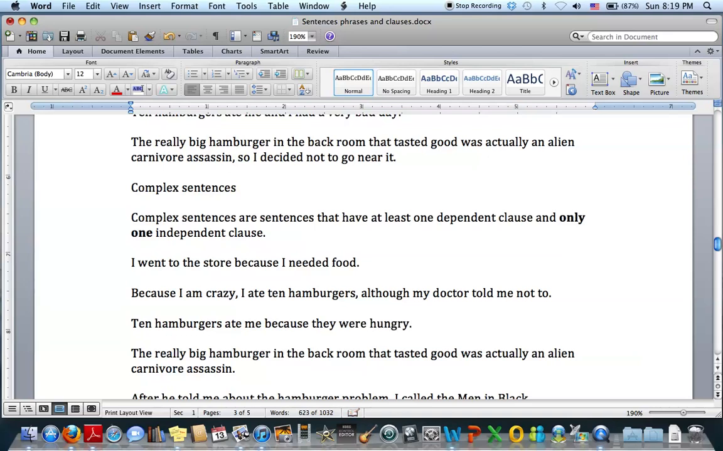10 hamburgers ate me because they were hungry. Okay, now we have independent clause followed by dependent clause. All right, next up.